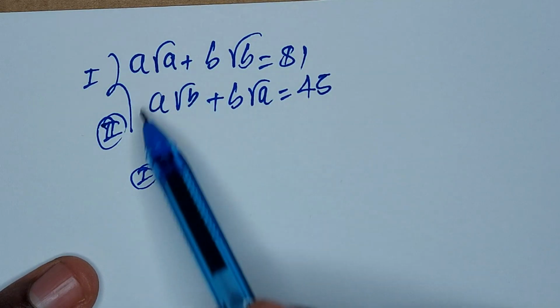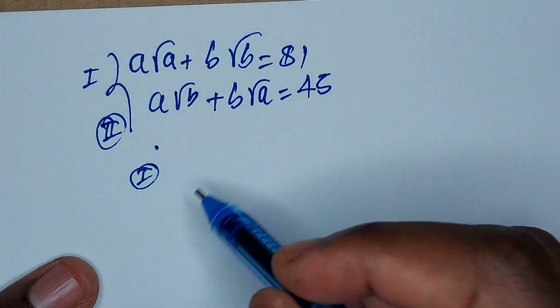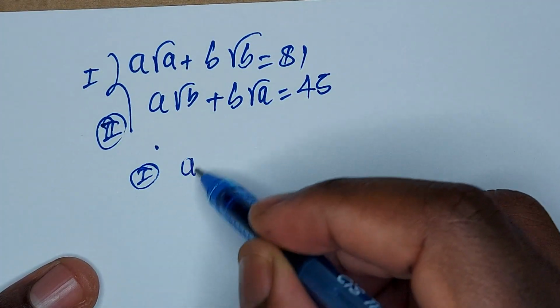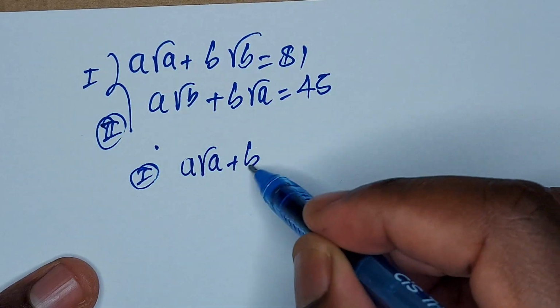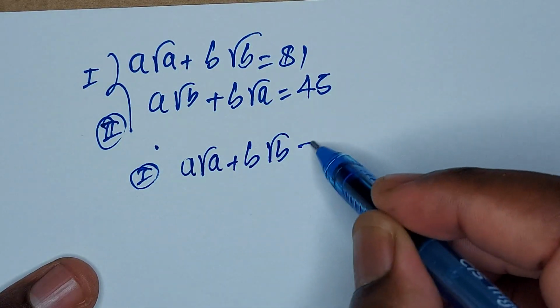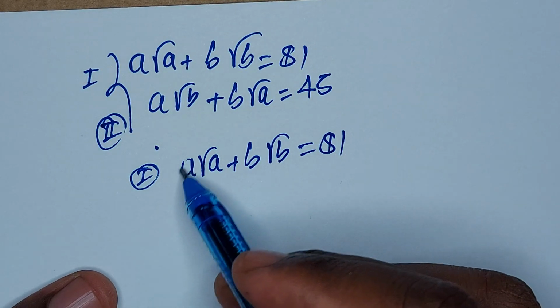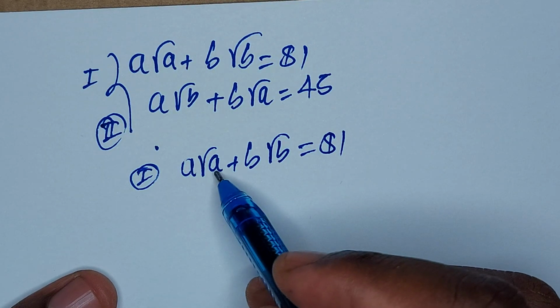So we're gonna solve this system of equations. I'm gonna pick the first one and make some transformations, right? The first one is a square root of a plus b square root of b, and this equals 81. So I'm going to put this a inside the root.